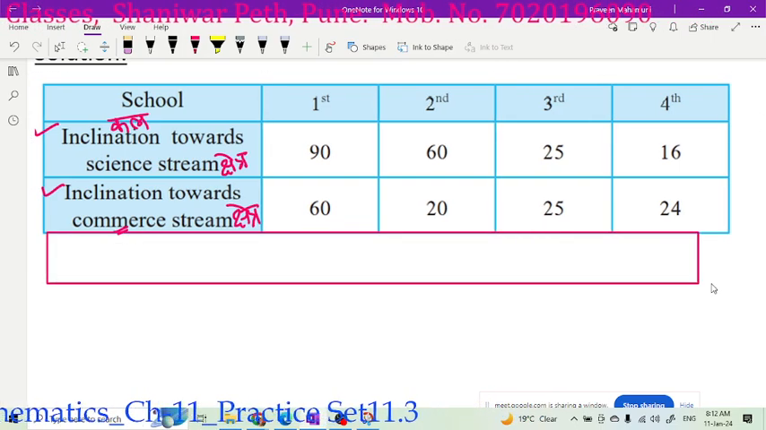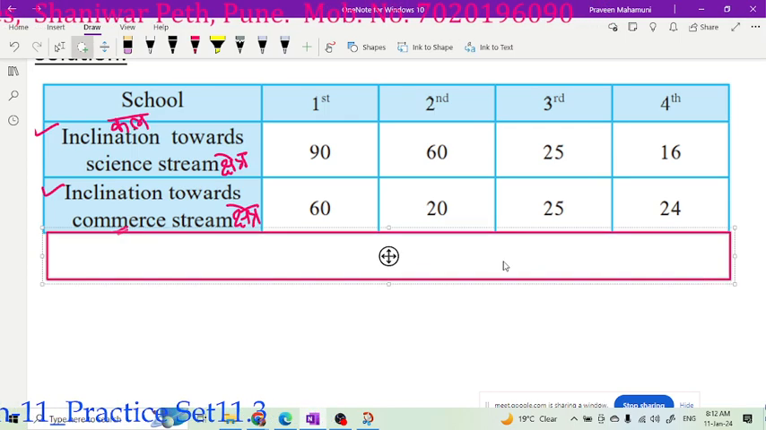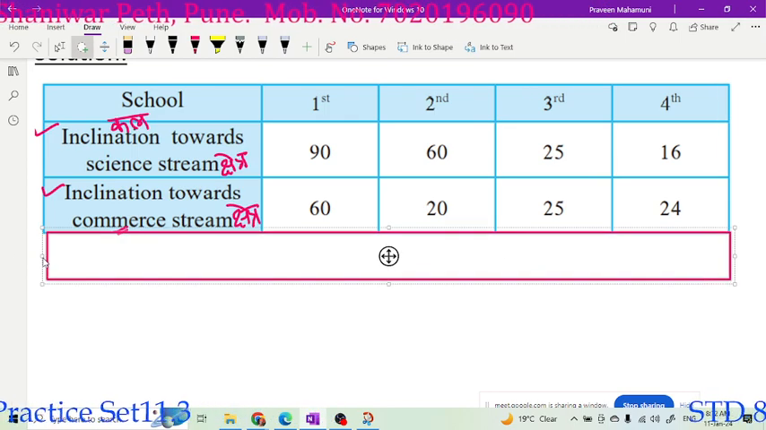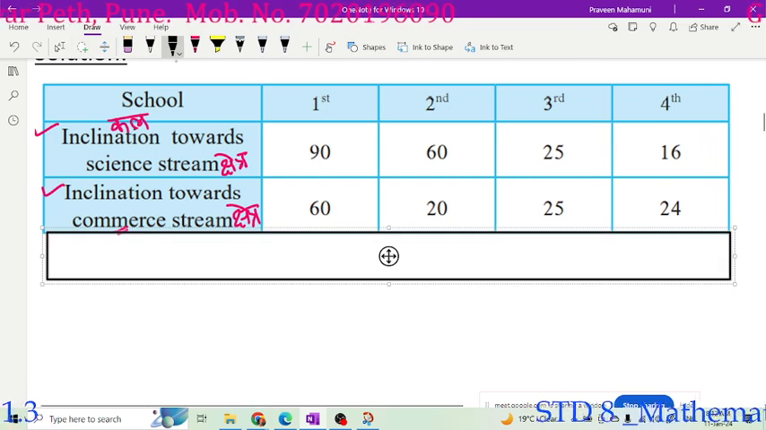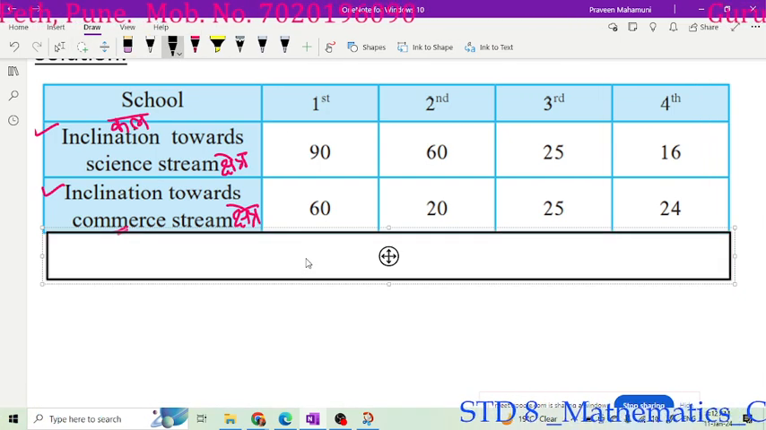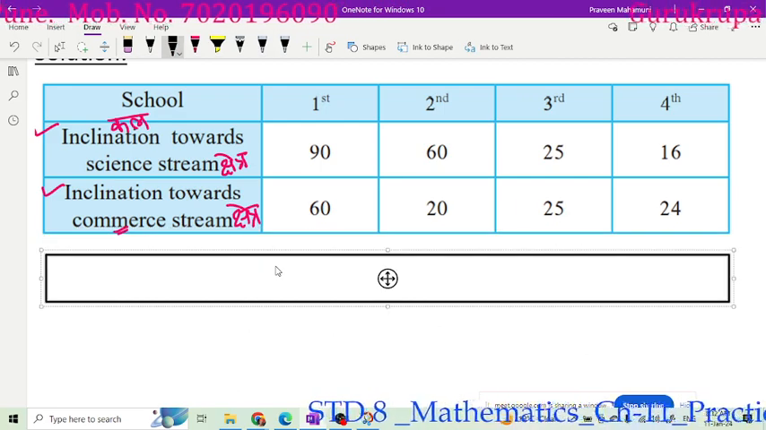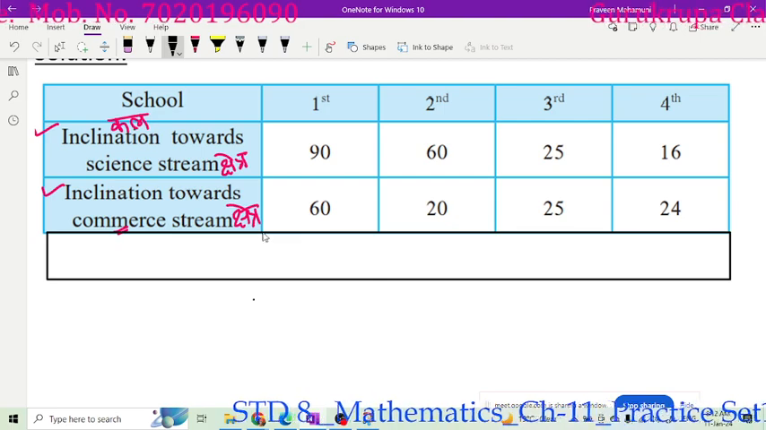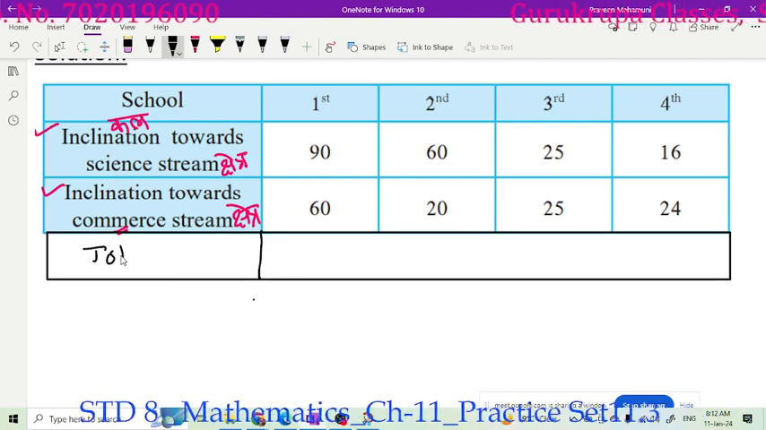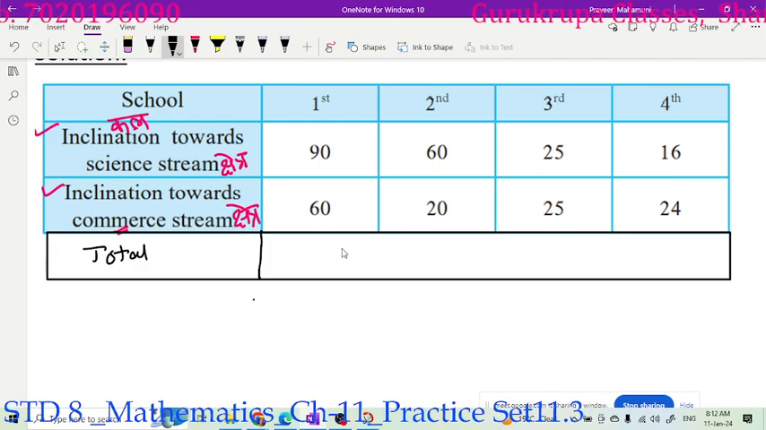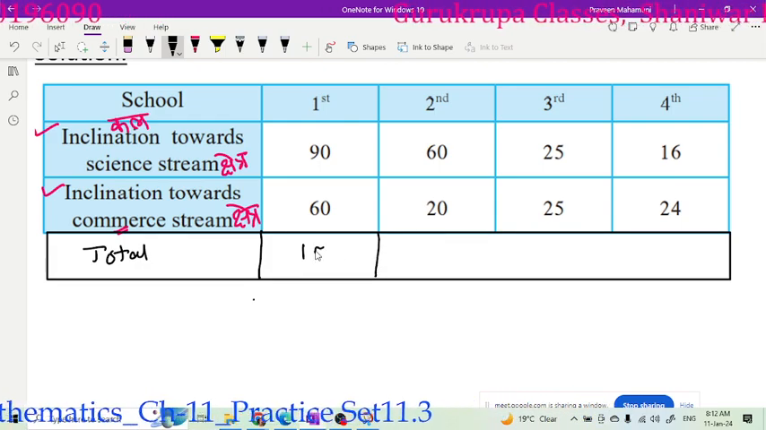So here we draw the third row for that. Third row, total number of students in each division. 90 plus 60, how much is it? 160 people.